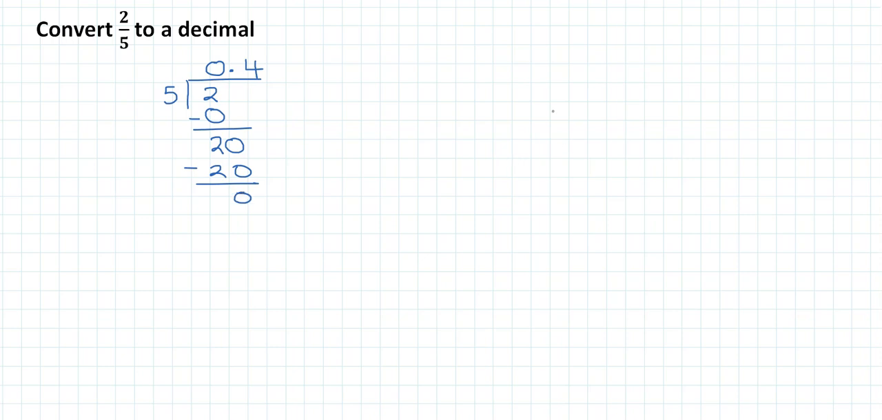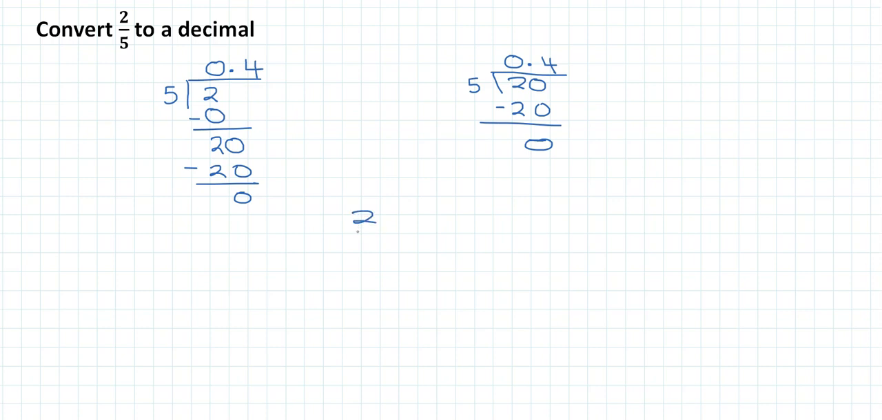Now the other method, which I like to use actually, is we have 2 here and then 5. And 2 is less than 5, so I'm just going to put a 0 and I'm going to put a decimal here and then just add a 20. Make this 20 by adding a 0 to the right of 2. 20 divided by 5, we have 4. 4 multiplied by 5, we have 20. So we have 20 right here. And then we subtract, and we're left with a remainder of 0.